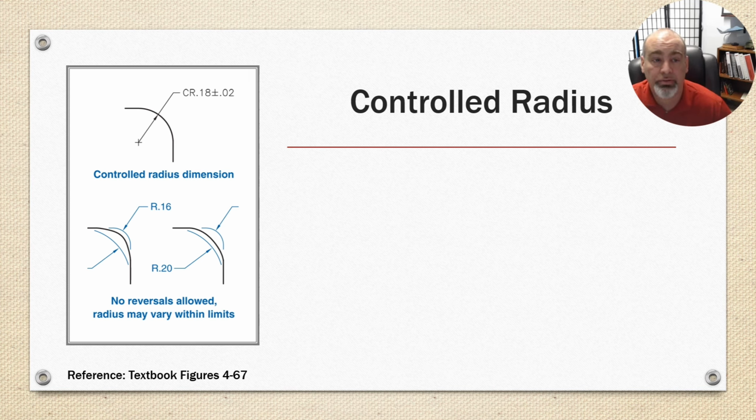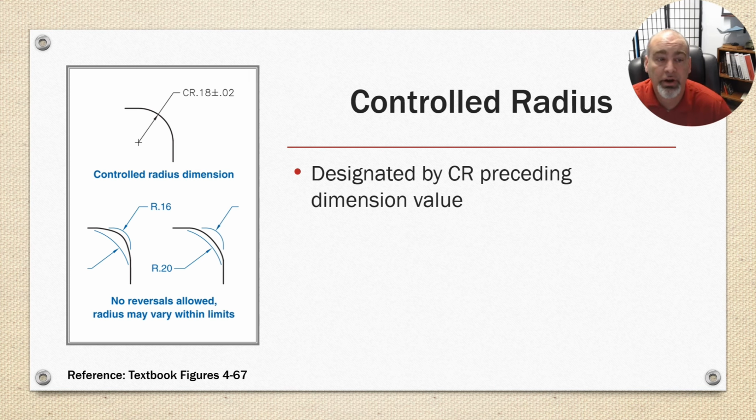Unlike a controlled radius, it's designated by a CR preceding the dimension value. And the tolerance zone has the same two boundaries as a radius, and arcs may be anywhere inside the radius boundaries, but you cannot reverse the curvature within that boundary.